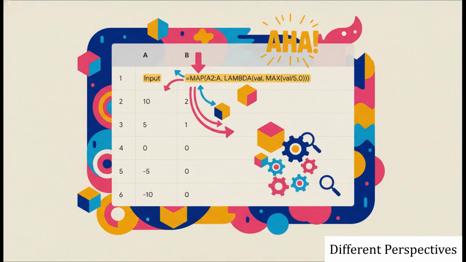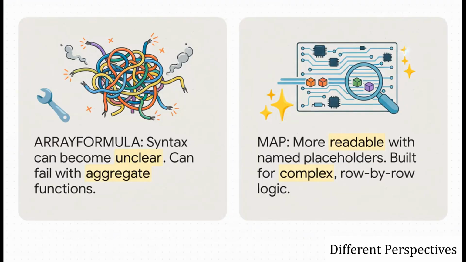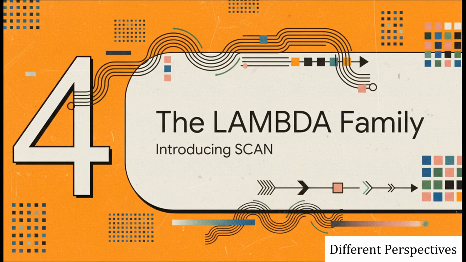This is that aha moment. It just clicks. So you might be thinking, why go through all this trouble? Well, ArrayFormula is fine for really basic math, but map with LAMBDA is just way more readable and way more powerful. Using named placeholders like cell value makes your formulas so much easier to understand 6 months from now. And it's literally designed from the ground up to handle this kind of complex row-by-row logic where ArrayFormula just falls apart.